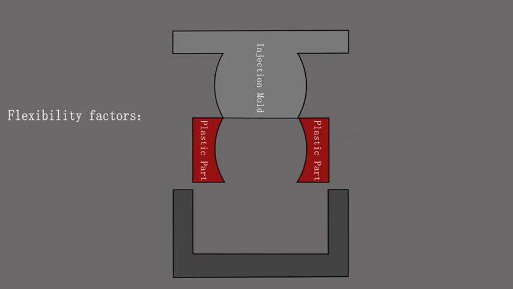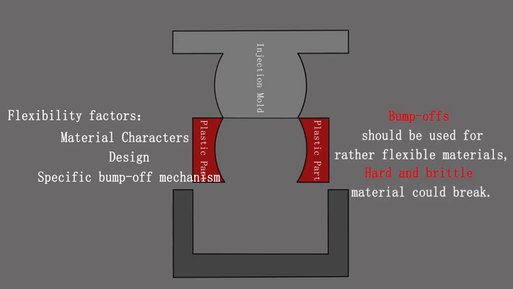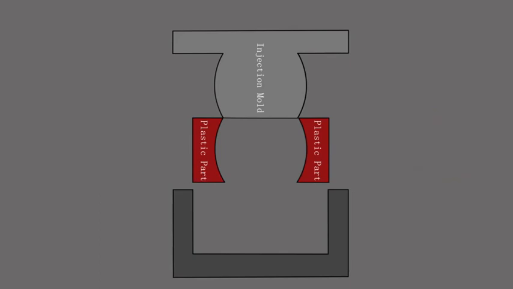This controlled force can cause some temporary deformation or flexing in the plastic product. However, the plastic typically regains its intended shape once it is fully released from the mold due to its elastic properties. The degree of deformation and the material's ability to flex back depends on various factors such as the material properties, design, and the specific bump-off mechanism used in the mold.